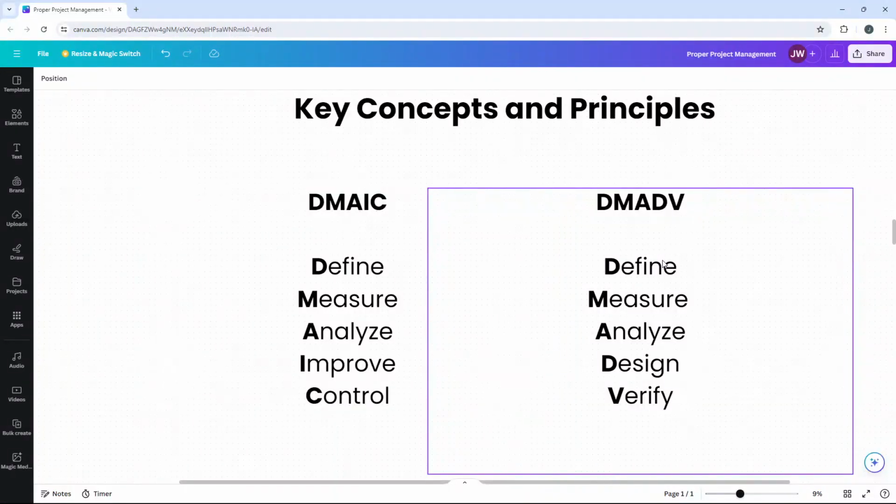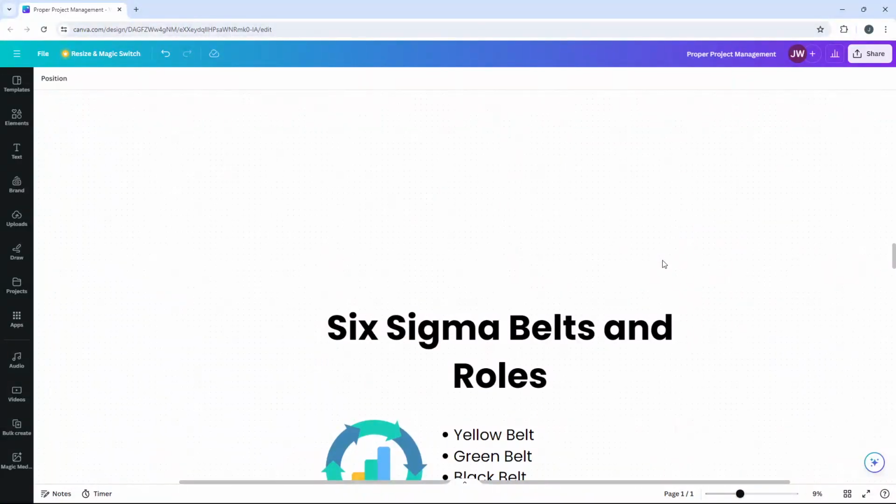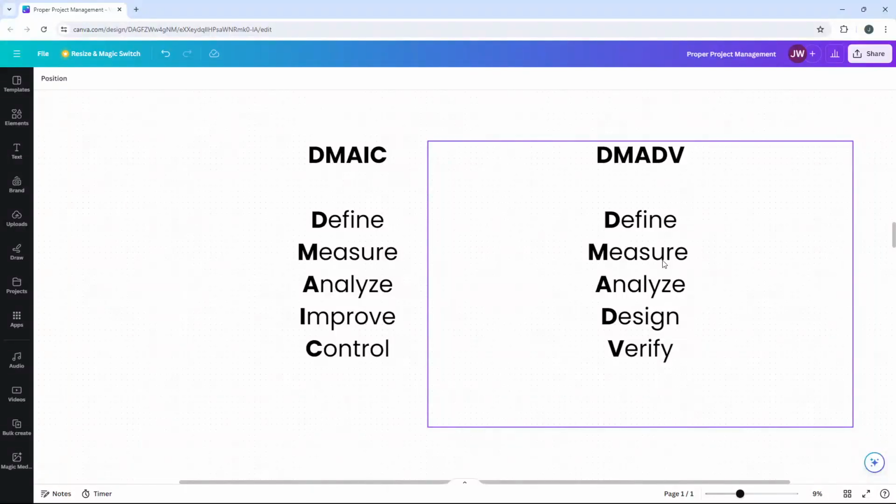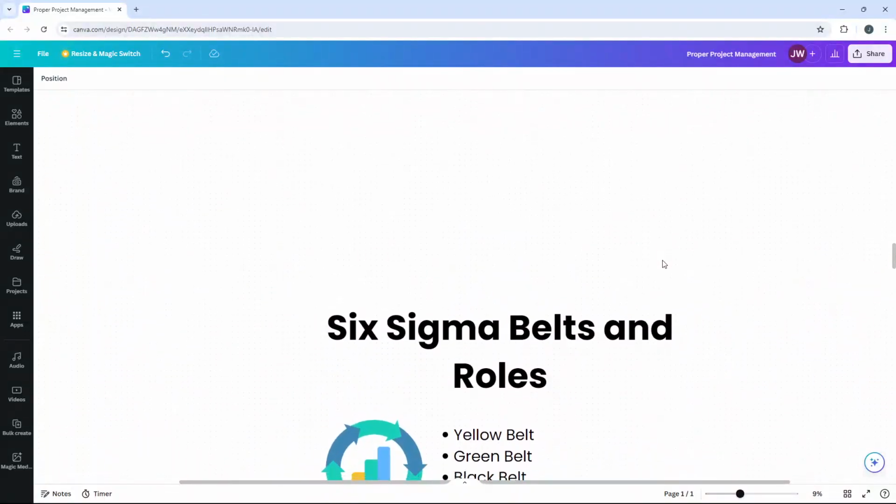DMADV, on the other hand, is used for designing new processes or products to meet specific customer needs and performance standards from the very start. So DMADV stands for define, measure, analyze, design, and verify. Both DMAIC and DMADV provide a structured approach to problem solving. This helps organizations achieve high levels of quality and efficiency.